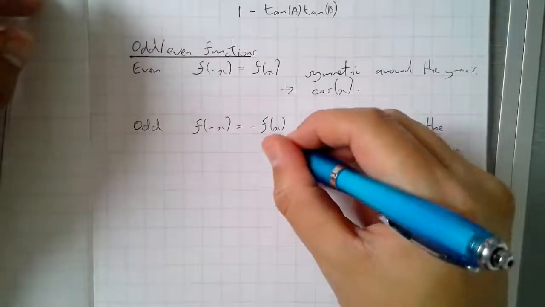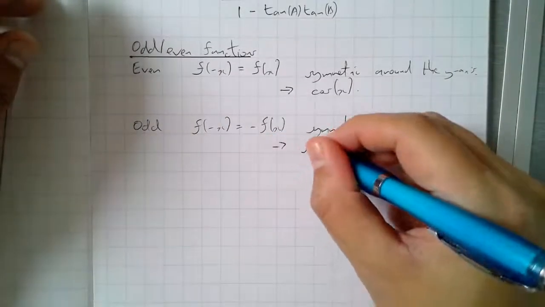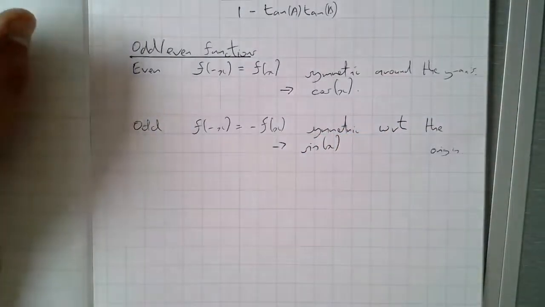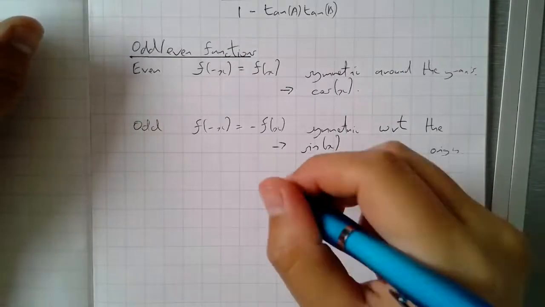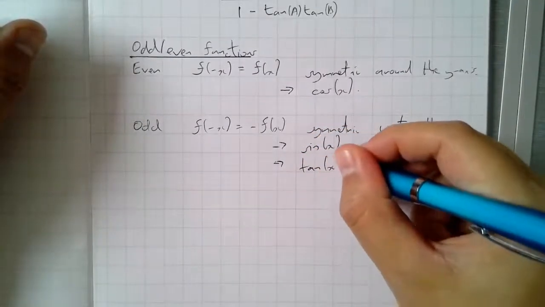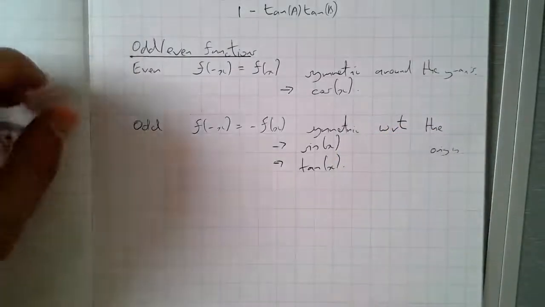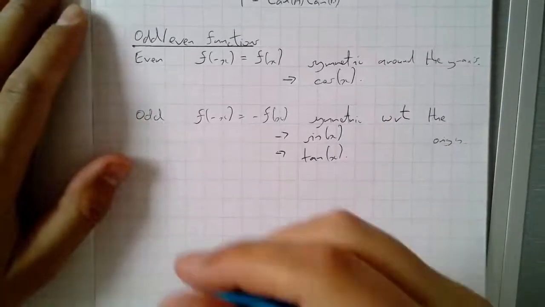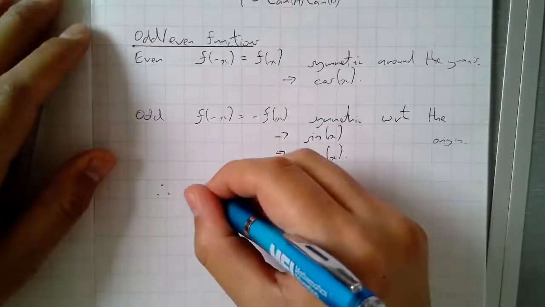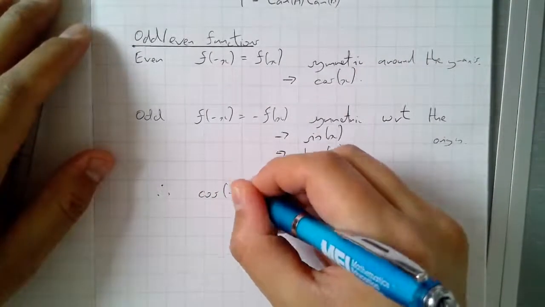And hopefully you can see from that one that sine of x would be an odd function. And hopefully, with a little bit of thought, you'll also realise that tan of x is as well. So, if you're taking all those together, that means that cos of minus x is equal to cos of x.